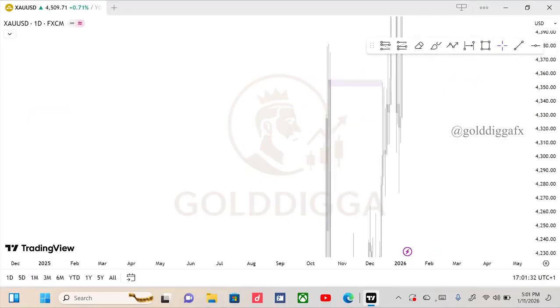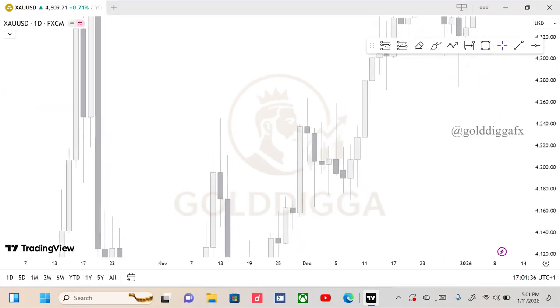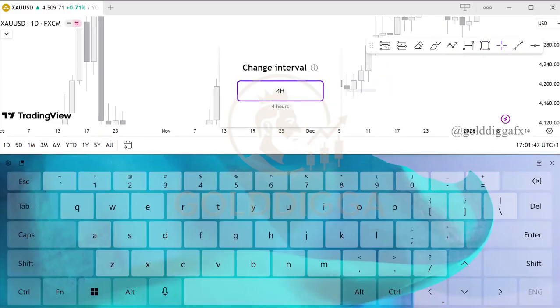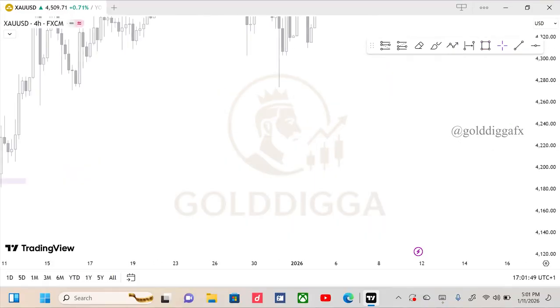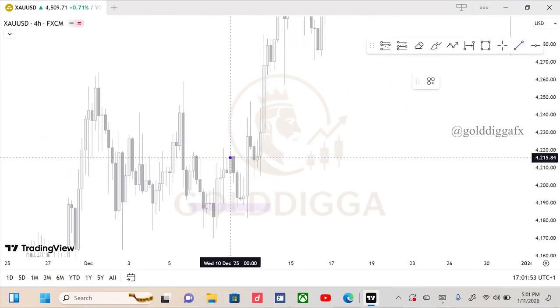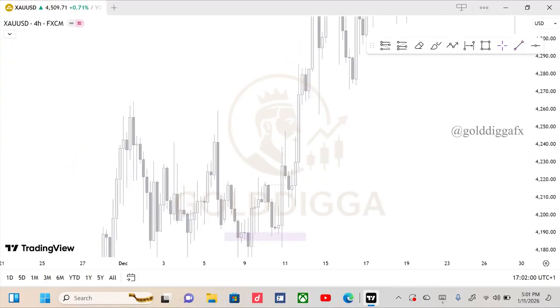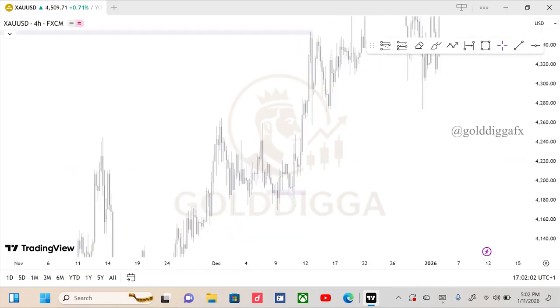Let's look at the daily storyline. The daily started a bullish storyline from, let's say, here. We had a bullish storyline started from here. Daily rejected daily, and on the 4 hour there was a breakout, price broke out. So this is a daily bullish storyline.